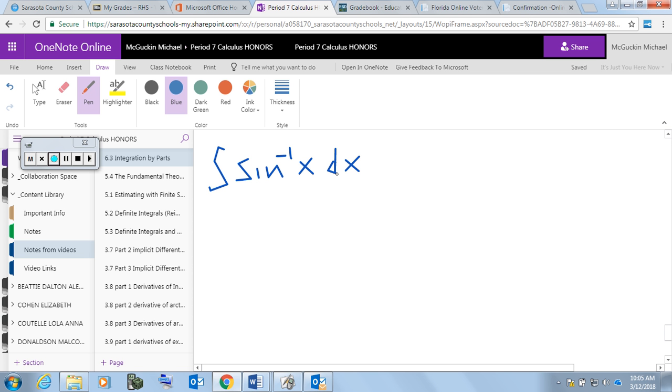Remember what LIPET is. LIPET goes logs, inverse trig to make u. So we're going to make u the inverse trig function because we can easily find the derivative of sine inverse of x. Okay? We've done this before. So dv then would end up equaling just simply, once again, whatever is left over, dx.